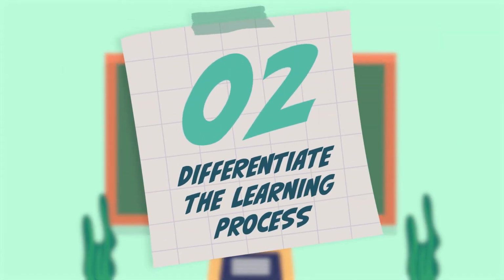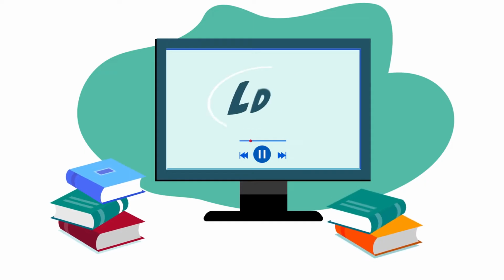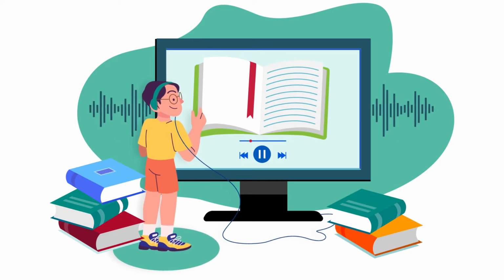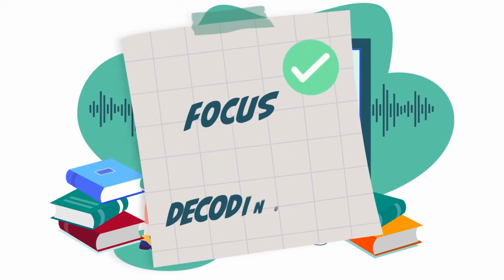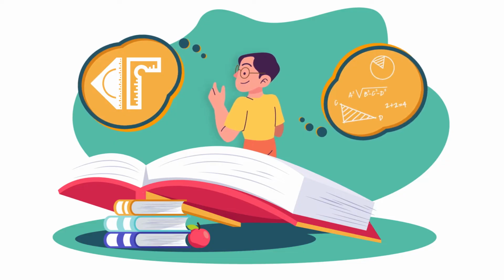Differentiate the learning process. This means making changes to the types of tasks and activities students are expected to complete. Students with LDs may use text-to-speech technology to read a book that is above their reading level. This approach allows the student to focus on comprehension instead of decoding words. In mathematics, students may use manipulatives or have their work broken into steps by the teacher.